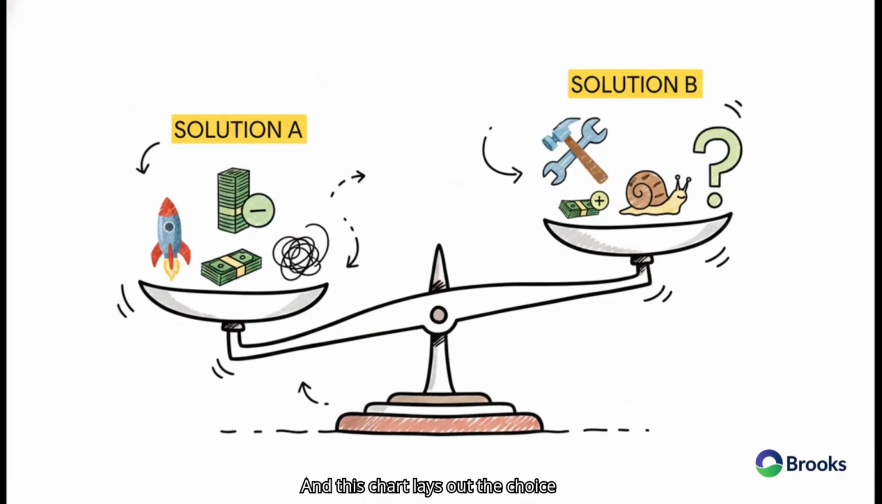And this chart lays out the choice perfectly. Do they go with solution A, rip off the Band-Aid, replace the partner? It's fast, but it's also expensive and could be disruptive. Or do they go with solution B, try to work with the partner to improve? That's cheaper and keeps the relationship, but it's also slower and it might not even work. Seeing it laid out like this makes for a much smarter decision.